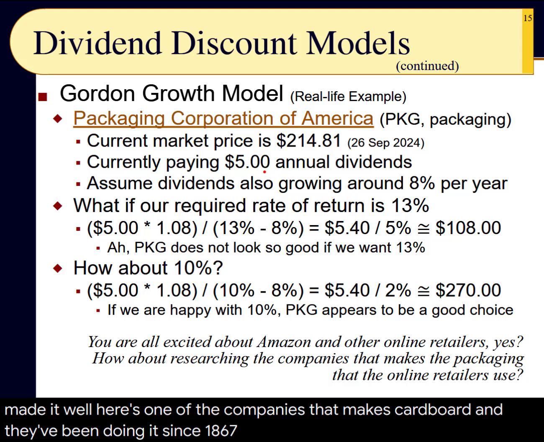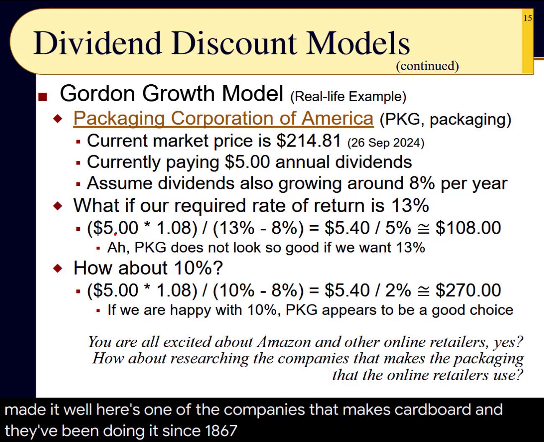$214.81. They're currently paying $5 in annual dividends. Let's assume the dividends are growing around 8%. What if our required rate of return is 13%? Well, $5 times 1.08, right? I hope you got this. I hope you're doing this while we pause the presentation, get your 99-cent calculator out, and do these calculations. Divided by 13% minus 8%, that's $5.40 divided by 0.05, 5%, or $108.